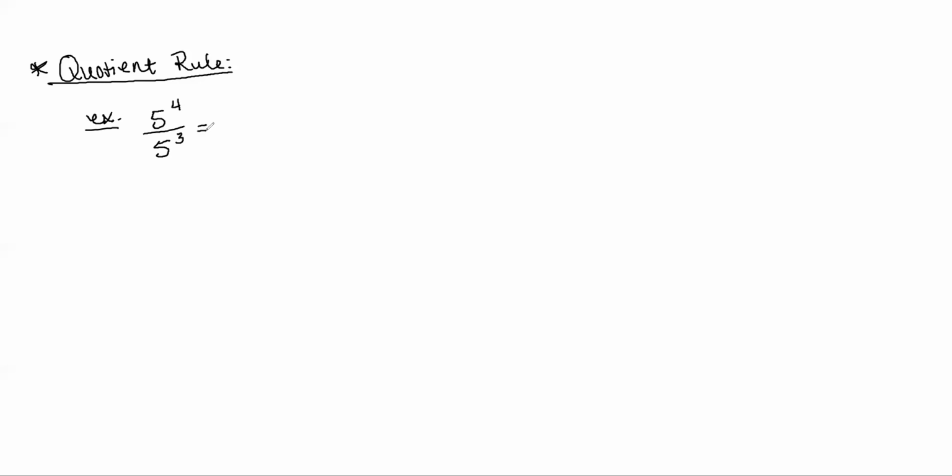So if I were to write all of these out, we have 5 times 5 times 5 times 5 on the top, and 5 times 5 times 5 on the bottom. And now I can cancel things out. So we'll cancel out these 5s, and we're left with a single 5 to the 1st power on the top. And so if we look at the relationship between the exponents that we started with and what we ended with, we subtracted our exponents.